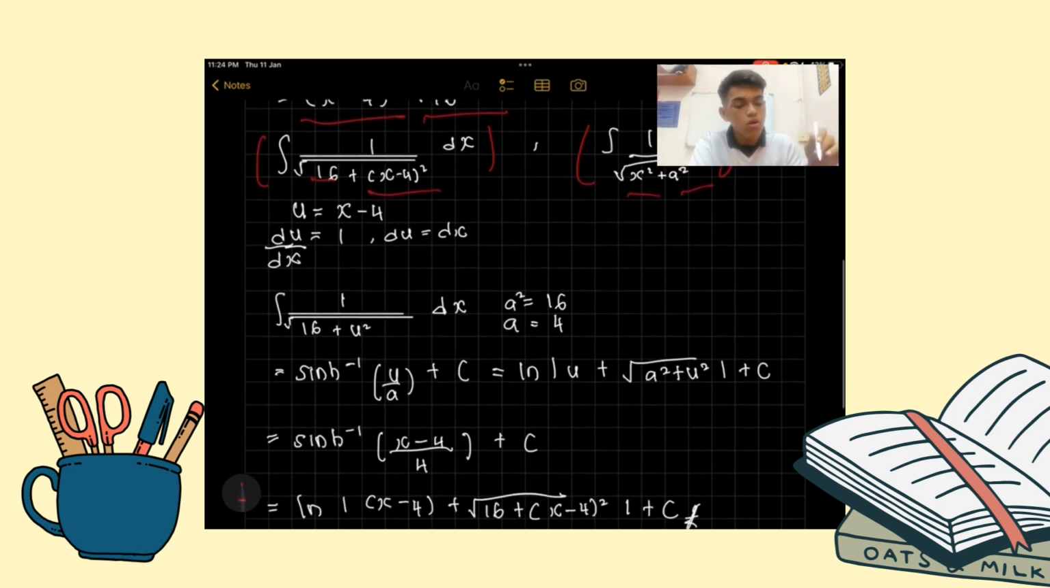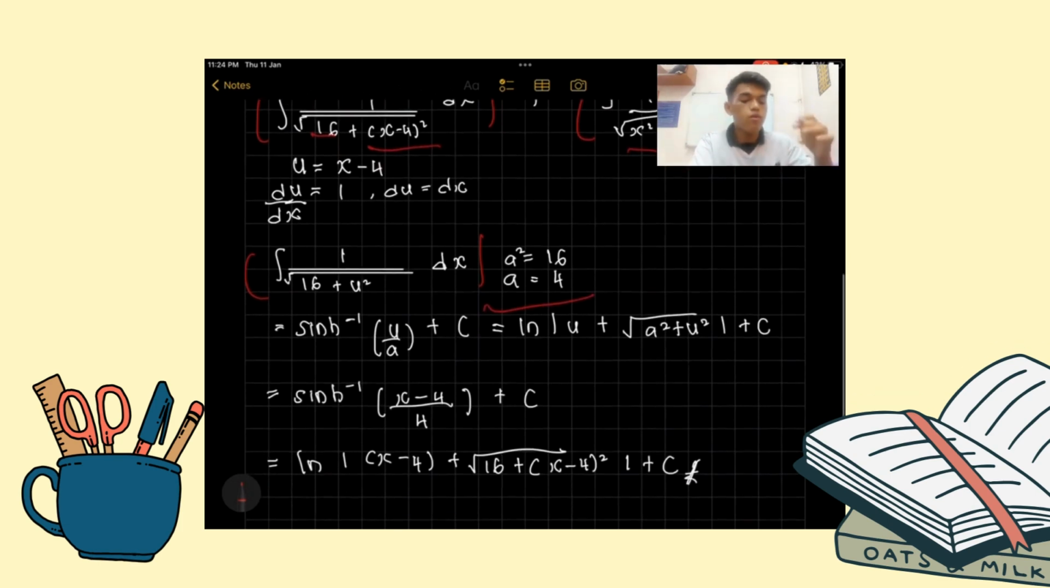From this we can put in the u substitution and it becomes the integral of 1 over the square root of 16 plus u squared du, and a squared is 16, so a equals 4. From the appendix, we know the answer is ln of u plus the square root of a squared plus u squared, plus c.